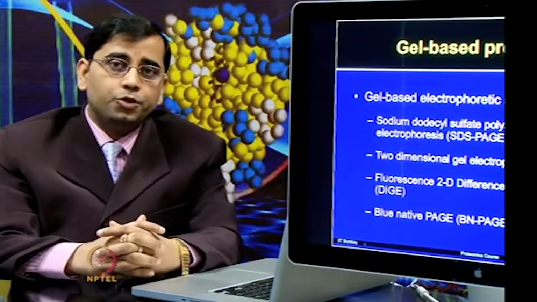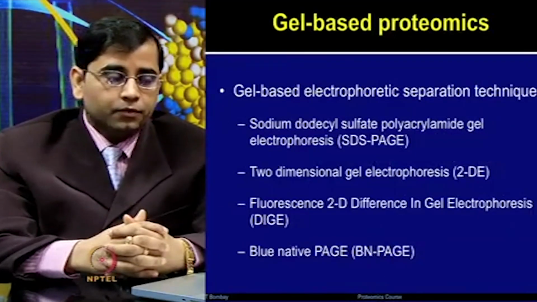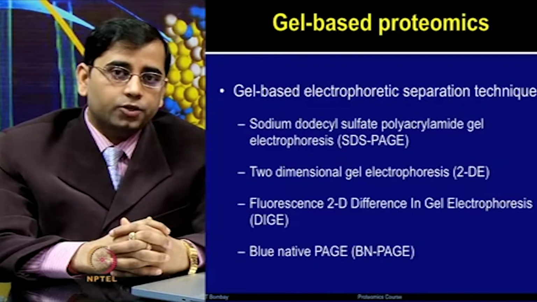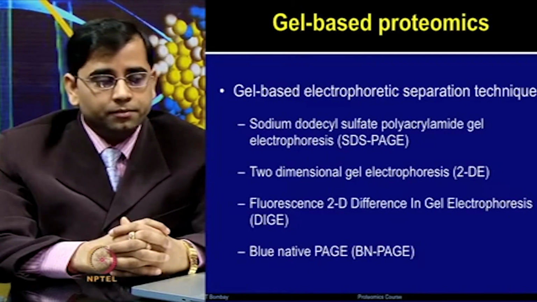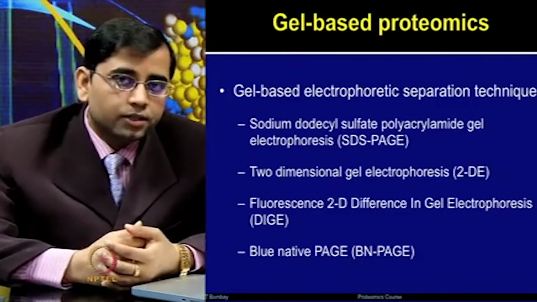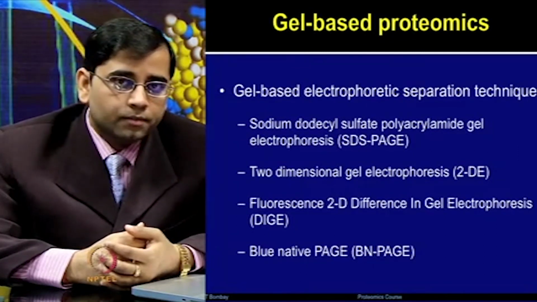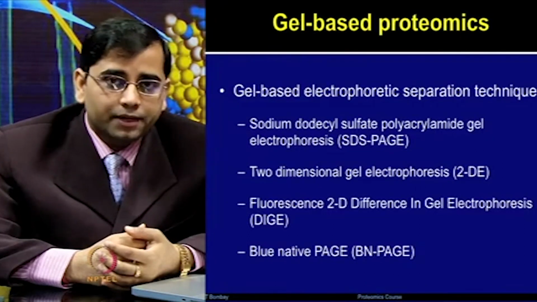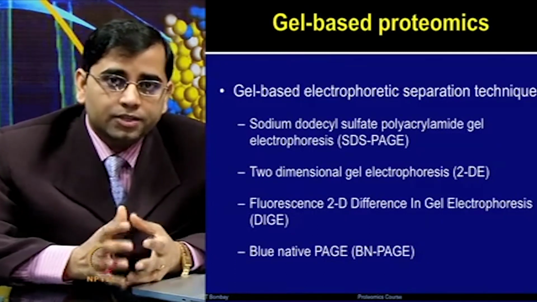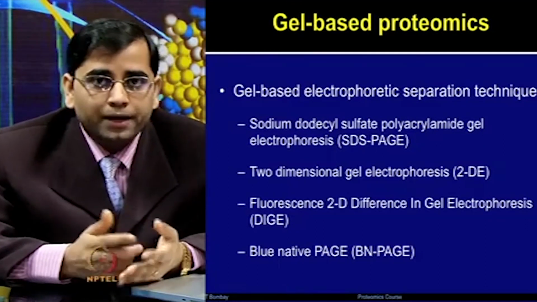So, gel-based proteomics involves different types of separation techniques, which includes sodium dodecyl sulfate polyacrylamide gel electrophoresis or SDS-PAGE, two-dimensional gel electrophoresis or 2DE, the fluorescence 2D difference in gel electrophoresis or DIGE, blue native PAGE or BN-PAGE. But let me remind you, this is not a very descriptive list. These are just a few very important techniques used for analysis of the proteome by applying gels.